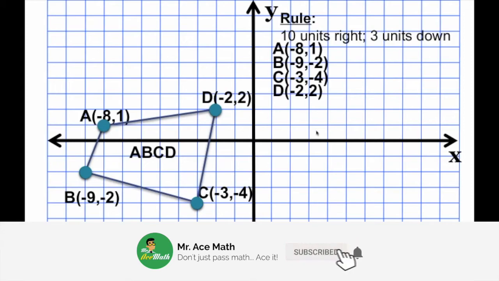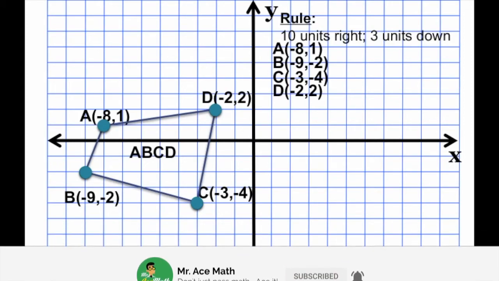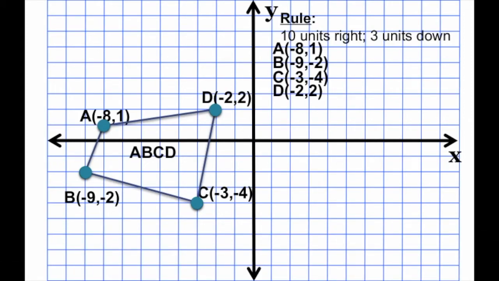How about here? We have a quadrilateral, A, B, C, D, and our rule is to go 10 units to the right and 3 units down. Well, what is this rule going to do to my x and y coordinates? Well, I'm going 10 units to the right. Since I'm going 10 units to the right, that means I'm going to add 10 to my x coordinates. And since I'm going 3 units down, I'm going to subtract 3 from each of my y coordinates.